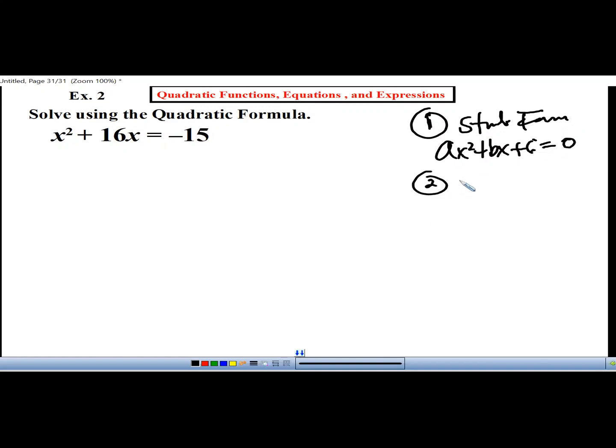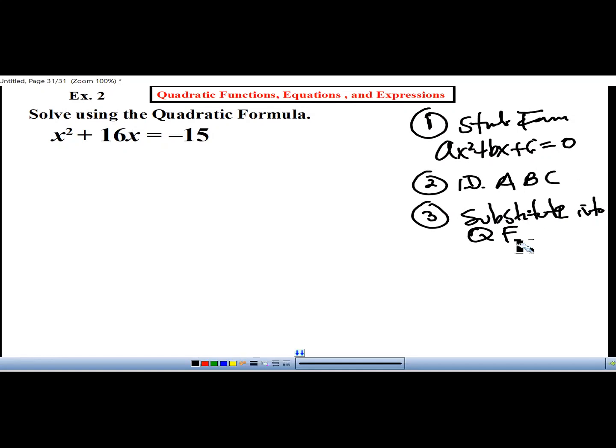Step 2, identify A, B, and C. And step 3, substitute into QF. What does QF stand for? Quadratic formula, yeah. And solve. 3 simple steps. All right, look at the equation given.